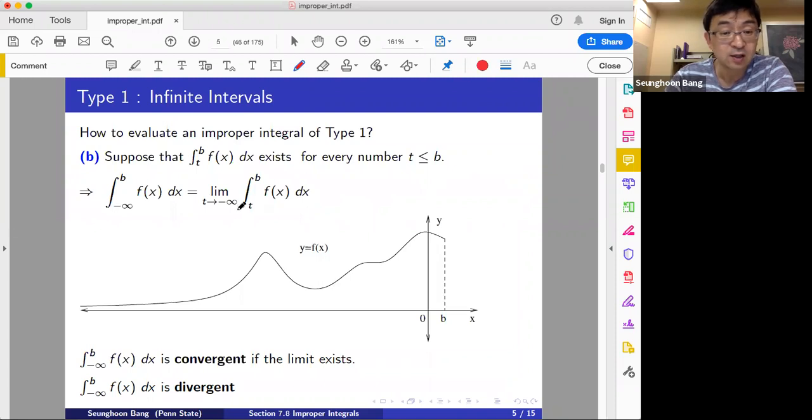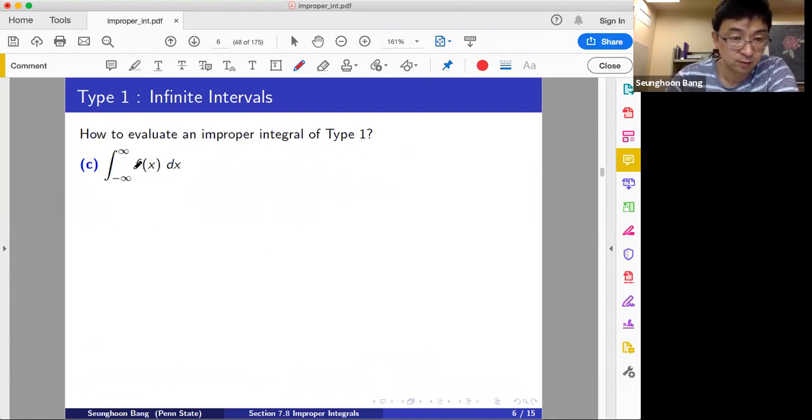What does that mean? Similarly, find the definite integral, next take the limit. If the answer is infinity, minus infinity, or oscillating, then in this case it is divergent. So like this. The next one.